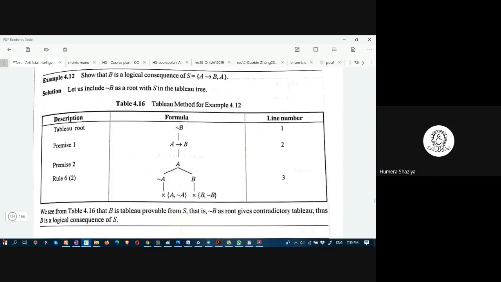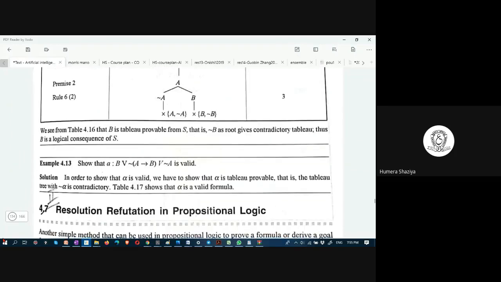So B is a logical consequence of S. When it gives contradictory tableaux, it implies that it is a logical consequence of S. You have proved by contradiction. It is like this, proving by contradiction.